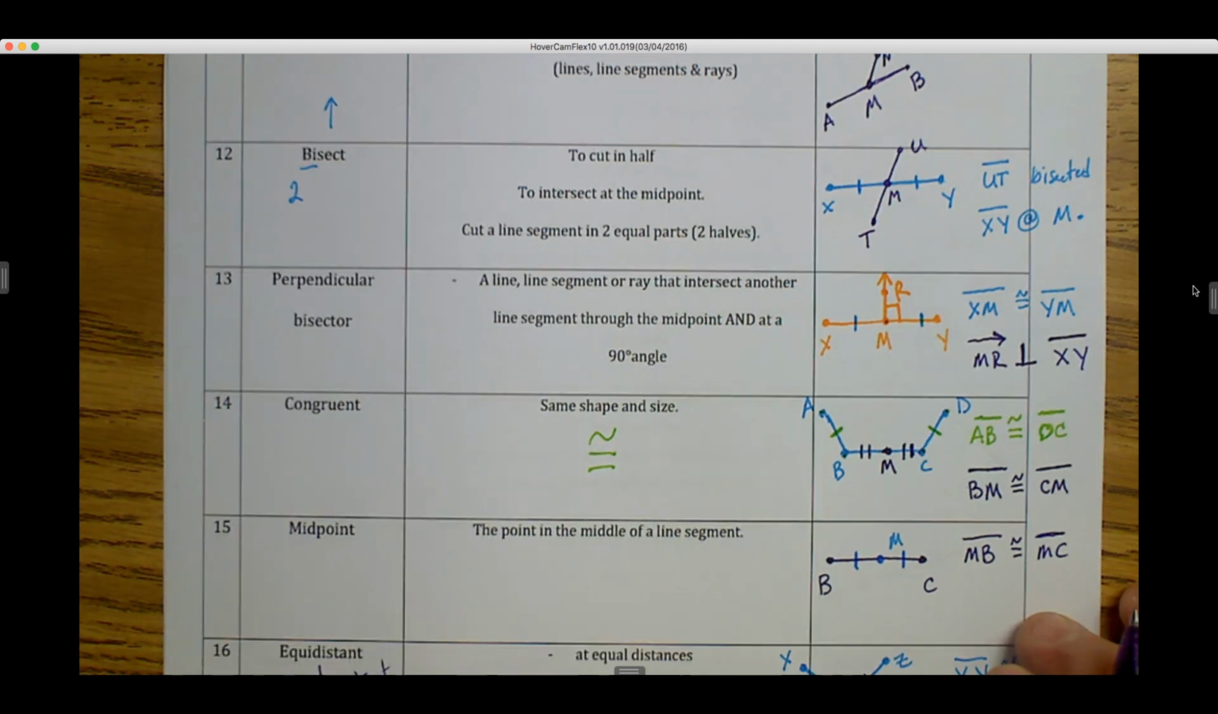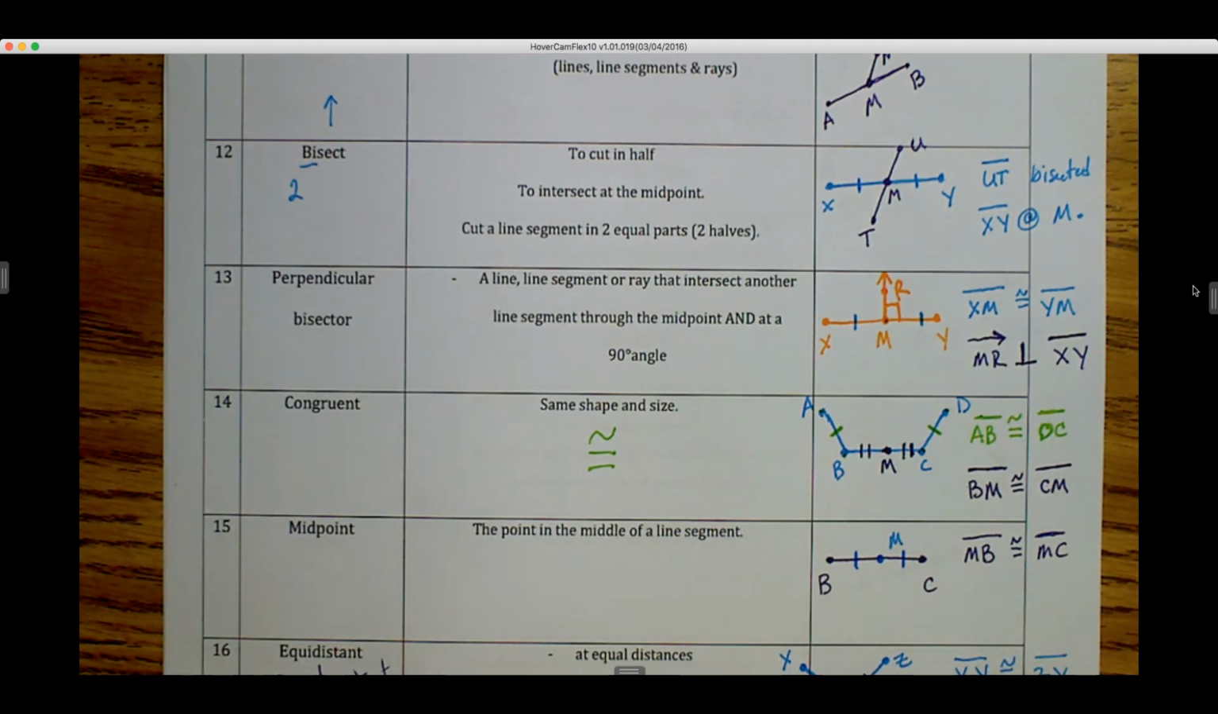Okay, so those are the definitions for those phrases and words, or the pictures for those phrases and words. Again, go back if you need to, but the best thing to start doing is to start practicing and use them.